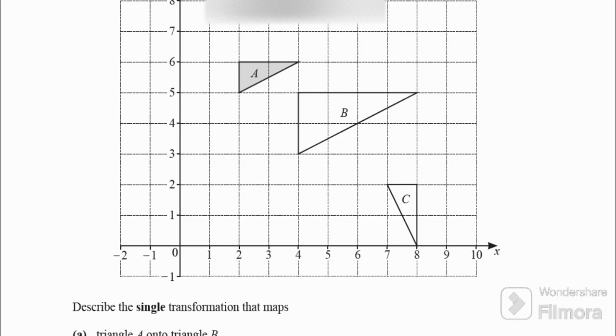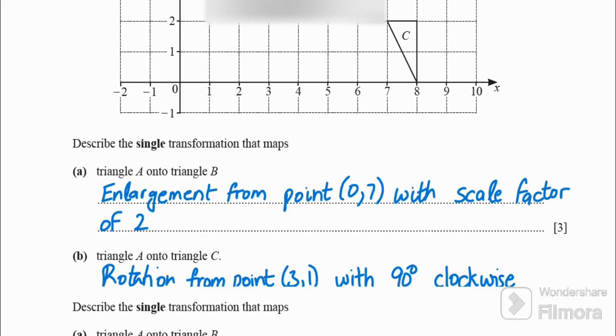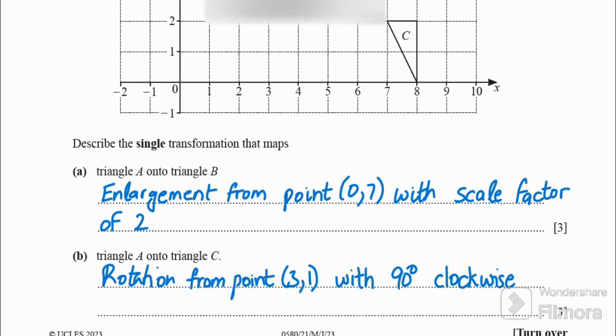If we do it from 3, 1 like this, then yes, because it will be from 3, 1, 4 points up and 1 point left, and if we rotate it over here, 4 points right, 1 point up. So the rotation will be from point 3, 1 with 90 degrees clockwise.